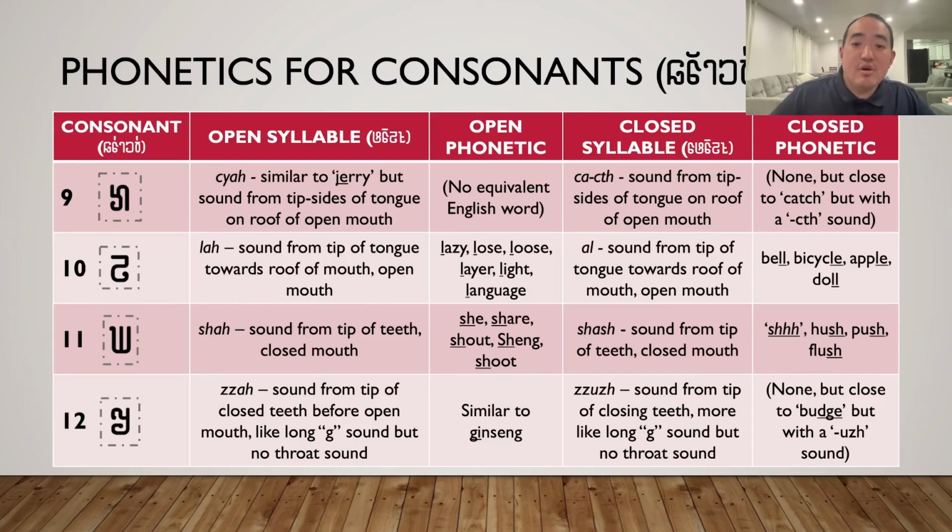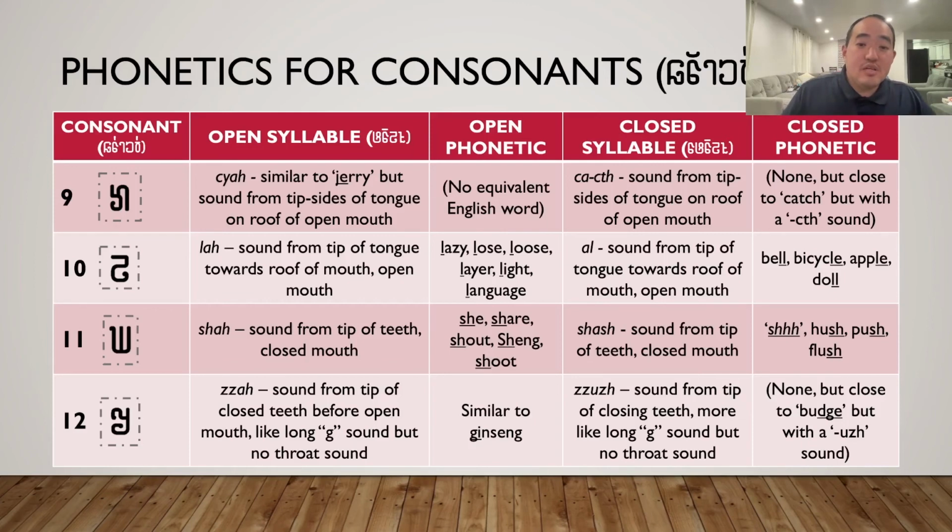Now for the closed syllable, its sound is al, okay? La, al. The sound is produced from the same area as the open syllable, and you'll hear this in the ending or closed phonetic sound of words like bell, the L in bell, or bicycle, apple, doll. This one's pretty easy, so you should be able to pick this one right up.